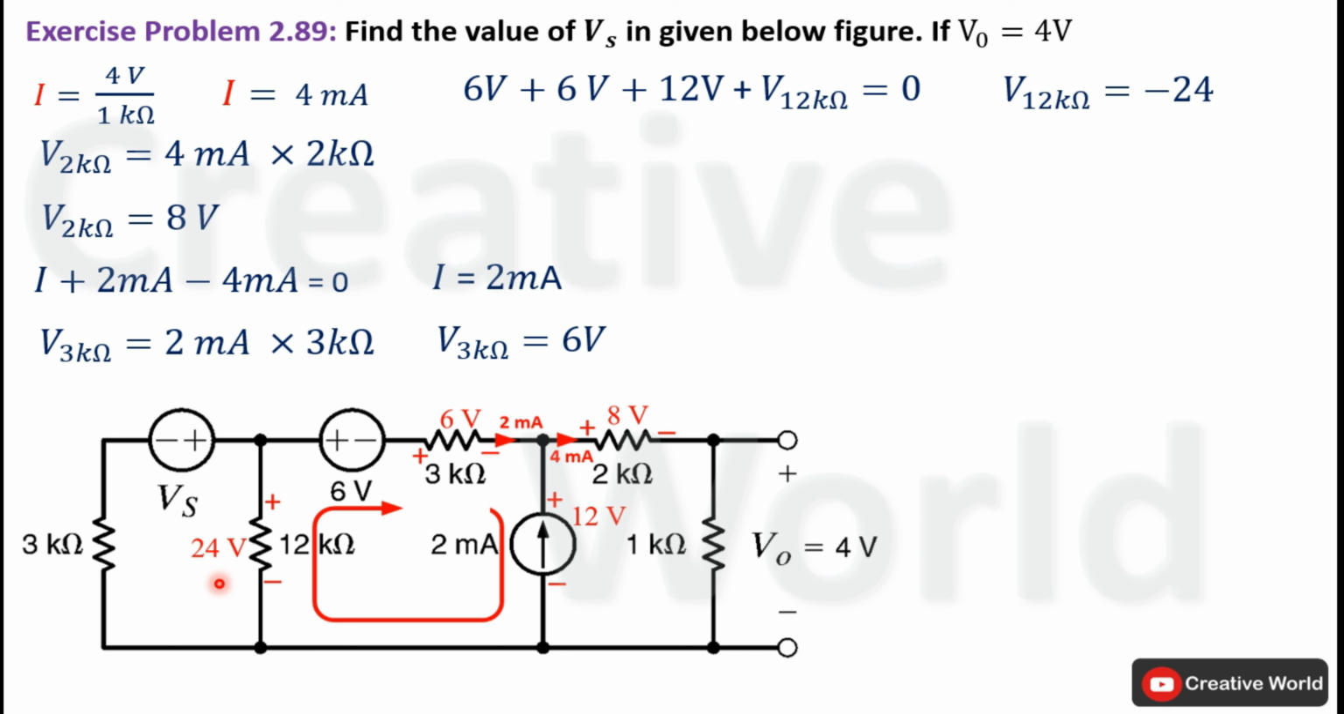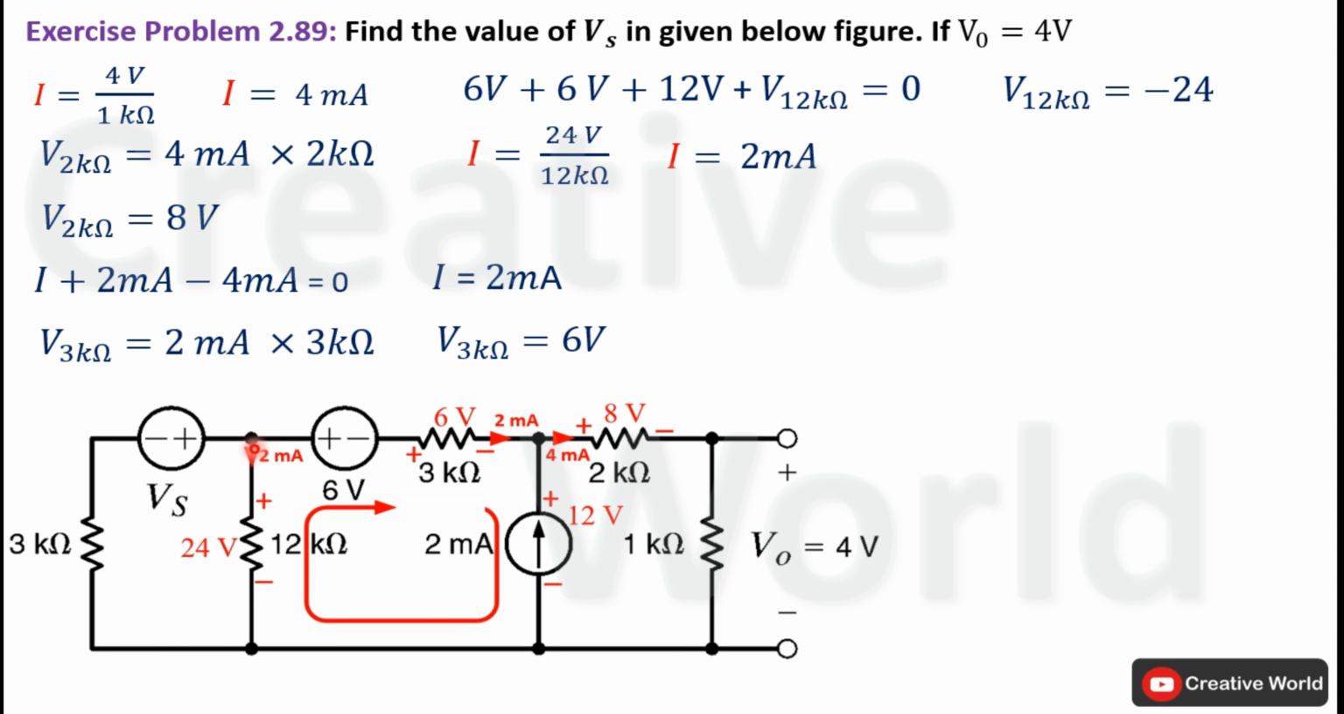Now we have the value of voltage across this 12 kilo ohm resistance. We can calculate current through it. That will be equal to 24 volt divided by 12 kilo ohm. It will become 2 milliampere and the direction of current will be downward, entering from positive terminal and leaving from negative terminal. Now we will apply Kirchhoff's current law on this node to calculate the current of this branch.